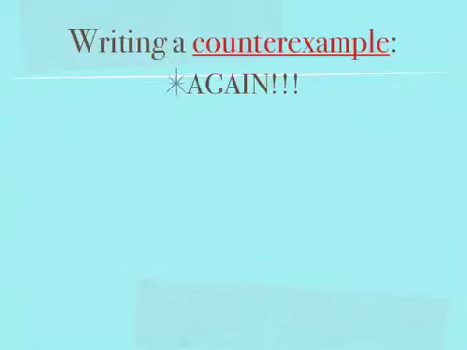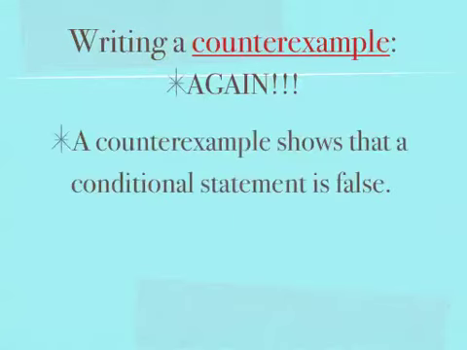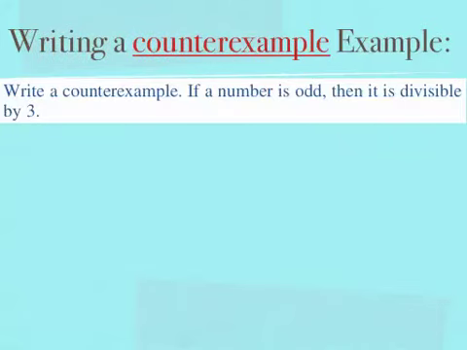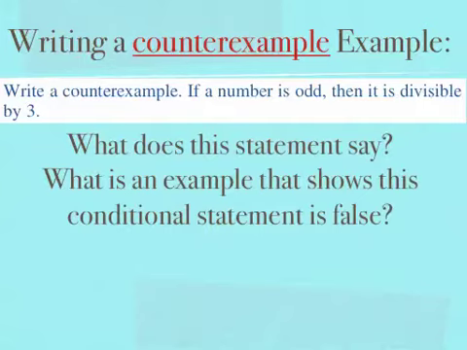Writing a counterexample. We've already talked about counterexamples. Just a reminder that a counterexample shows that a conditional statement is false. Write a counterexample: if a number is odd, then it is divisible by 3. Before you can write a counterexample, you have to know what this statement says. Basically, this statement says that all odd numbers are divisible by 3. Can you think of an example that shows that this conditional statement is false?